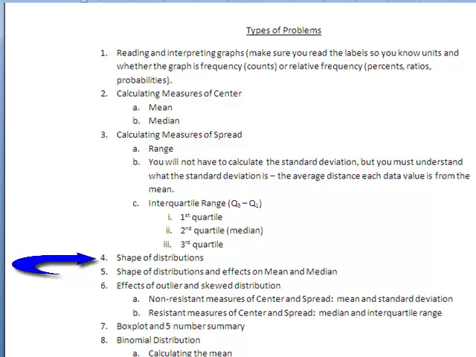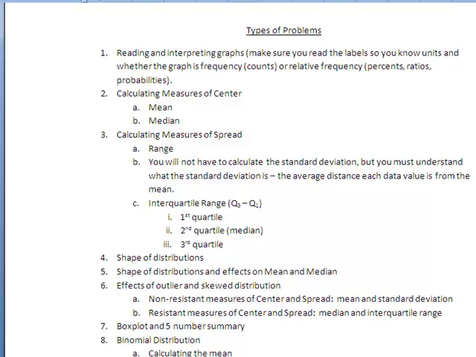You'll have to know how to talk about the shape of the distribution, whether it's left skewed, right skewed, uniform or normal. And also the shape of the distribution and its effect on the mean and median, or its effect on what measures we should use. If I have a highly skewed data set, I don't want to use mean and standard deviation. The better way to calculate measures of center and spread would be the median and the interquartile range. Also remember that outliers greatly affect the mean and the standard deviation. So again, the median and interquartile range is a better measure of center and spread.